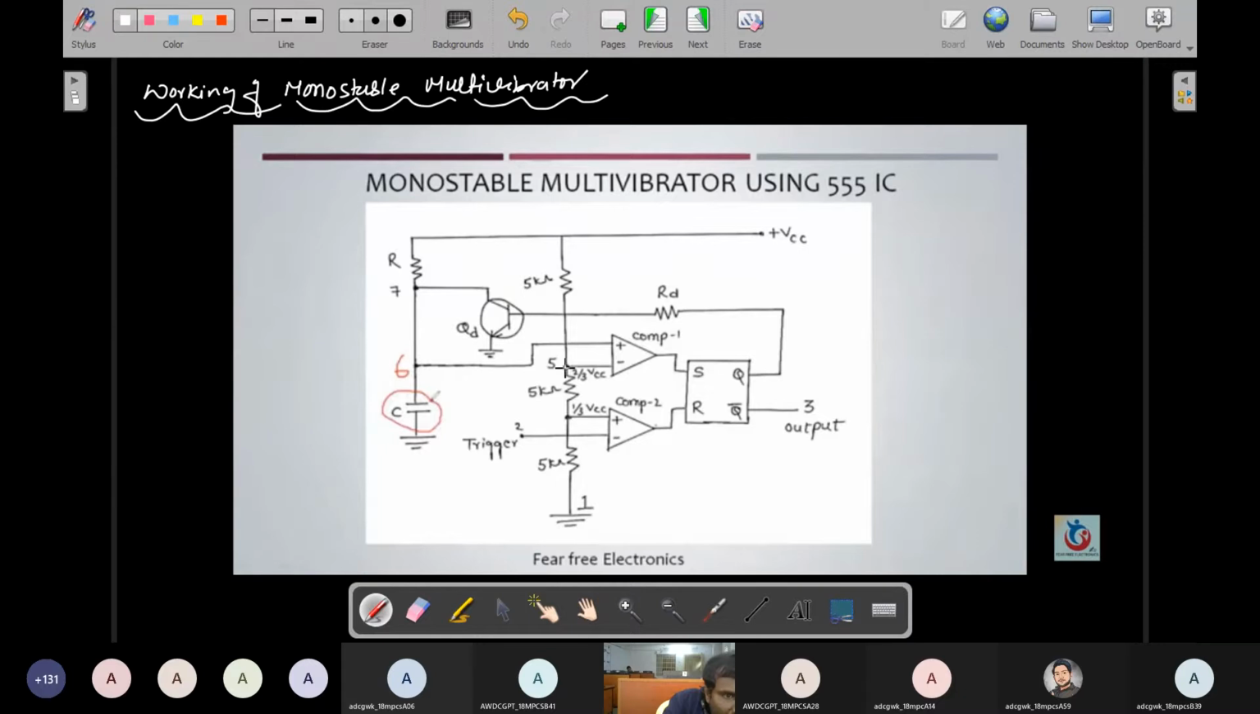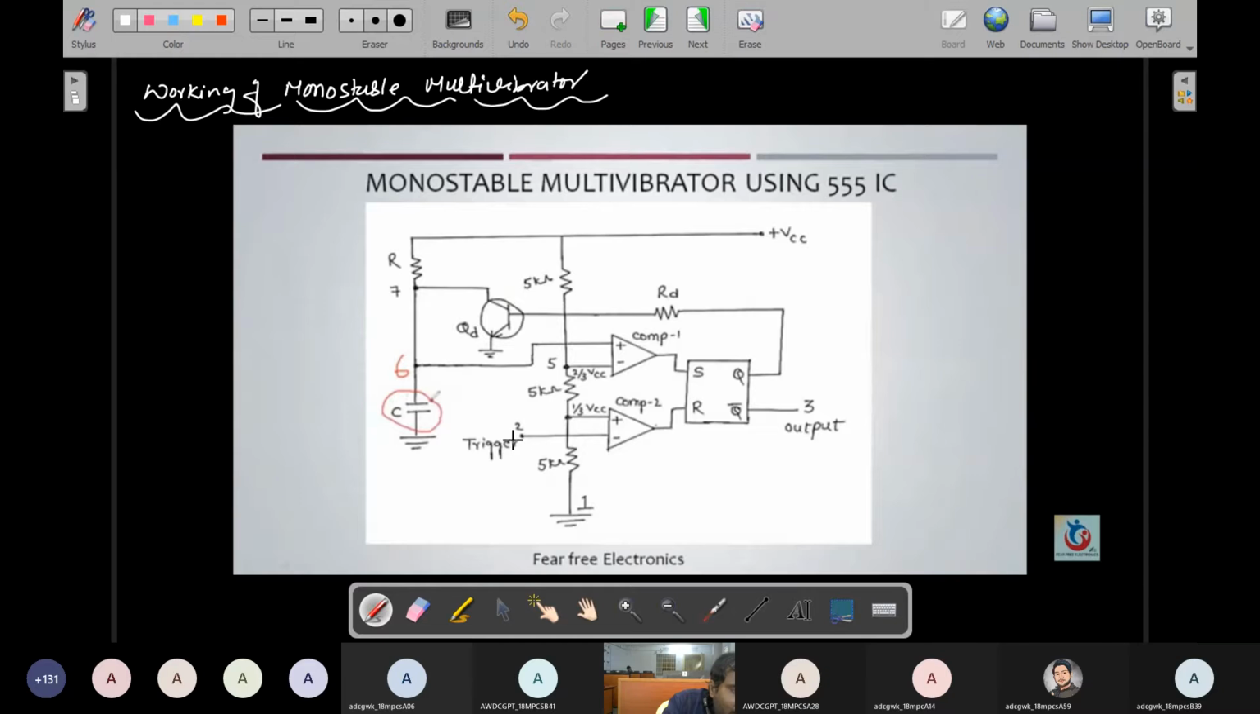This 5th pin I have connected to the negative terminal of the first comparator. And this is another comparator. This is called the potential divider 1/3 VCC, and the second pin is connected to the trigger pulse. So the 5th pin is a voltage controller. And here I am simply leaving the trigger terminal 2. We consider this 2 as an input voltage trigger pulse.